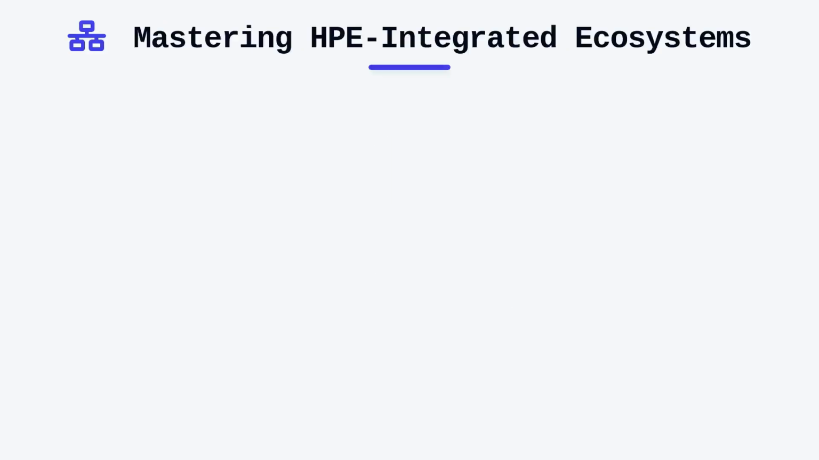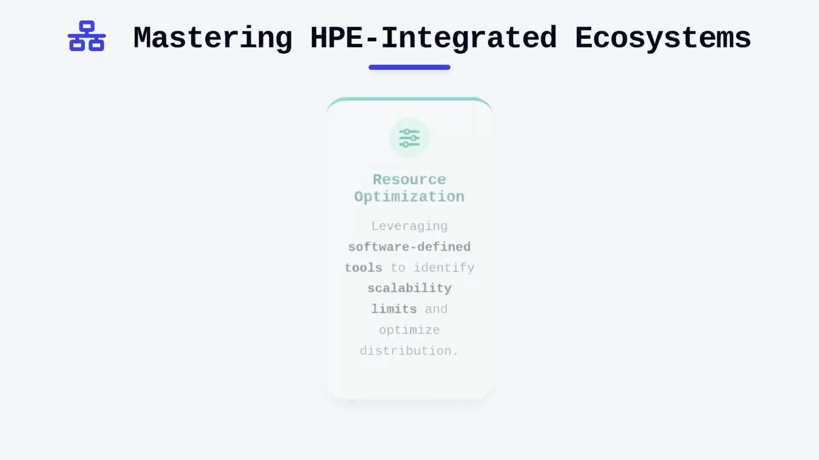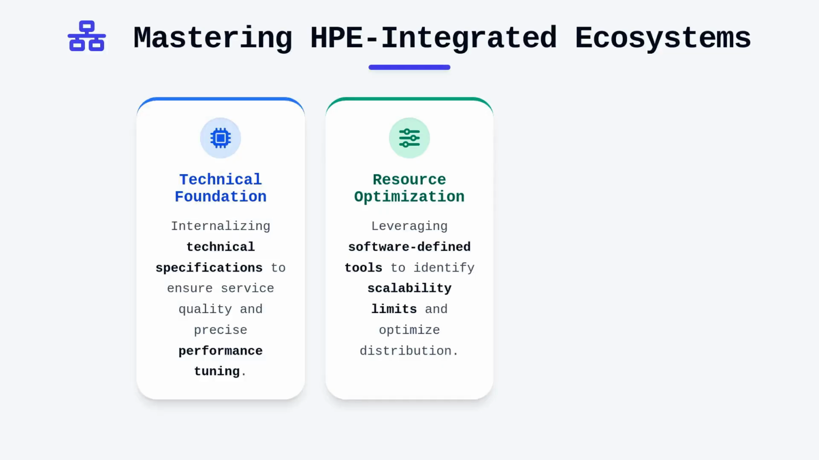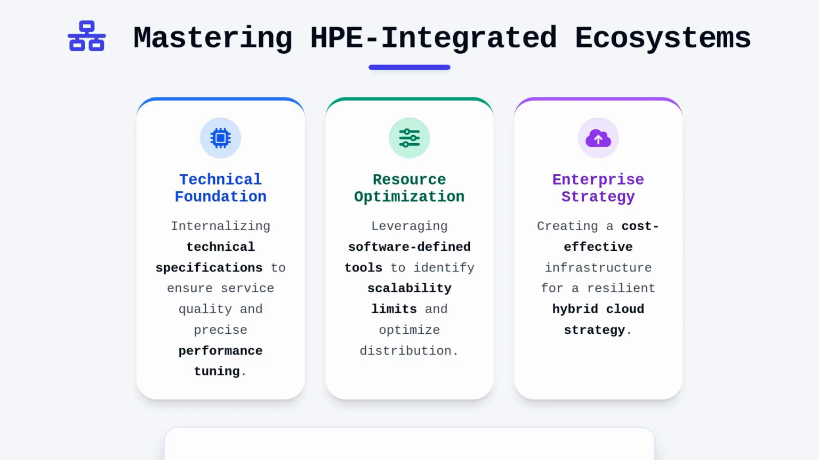Ultimately, becoming proficient in these basics allows you to navigate the complexities of HP integrated ecosystems with confidence. You are preparing to identify where scalability limits exist and how to best utilize software-defined tools to optimize your resource distribution. By internalizing these technical specifications, you define the quality of the service you deliver, keeping it within strict performance tuning boundaries. The goal is to establish a predictable, cost-effective infrastructure that can absorb fluctuating demand without compromising the integrity of your enterprise operations. Everything we discuss here supports the overarching need for resilience under rigorous stress conditions, which is exactly what the modern enterprise demands of its hybrid cloud strategy.